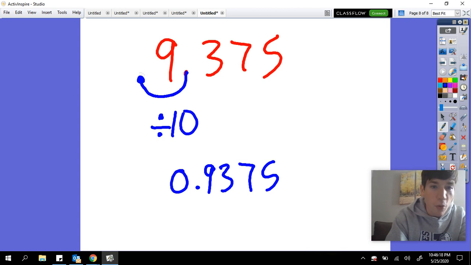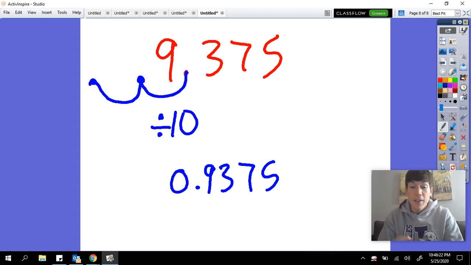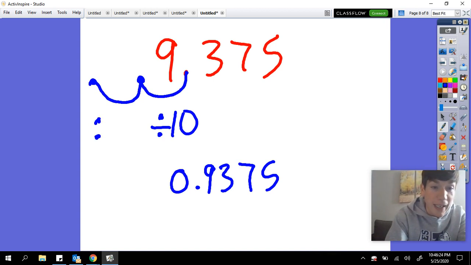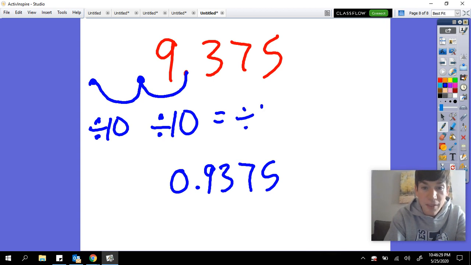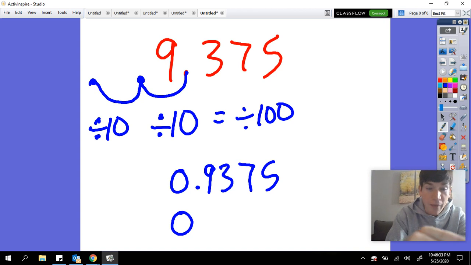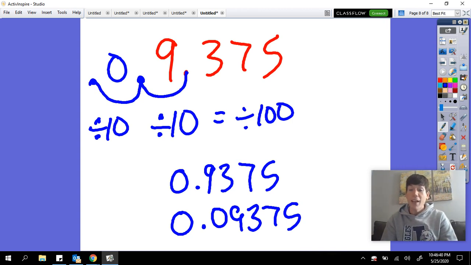Now, same idea. If I wanted to move it twice to the left, that would be like dividing by 10 twice, which is the same thing as dividing by 100. Now, we're going to have an empty space here, and we're just going to add a 0 to that empty space. And so on. If we move it three times to the left, that would be like dividing by 10 three times, which is the same thing as dividing by 1,000.